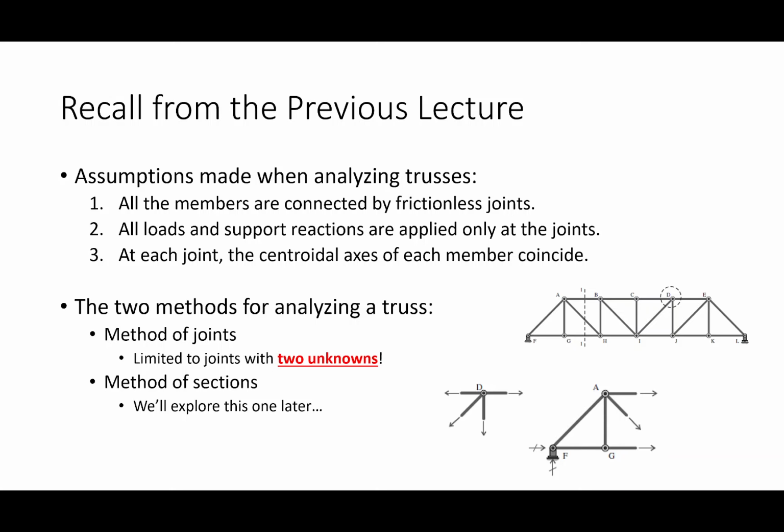The big thing with the method of joints is that you're limited to two unknowns, okay? So for example, if I'm looking at this truss and I've got a bunch of loads on it and I solve the reactions, I can't immediately start my analysis with joint B. There's too many unknown forces going through joint B. That doesn't mean I can't solve joint B at some point. I just can't do it right now. I'd have to start with joint F or joint L and then take those results and maybe go to joint G or joint A or what have you.